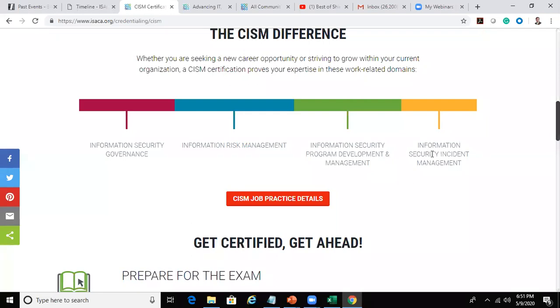CDPSE. Then the last one, my favorite domain, is incident management. While we do all with the best intent, incidents are bound to happen. CISOs are not lucky. They only pray to God that they should be lucky every day, right? But still there are breaches.